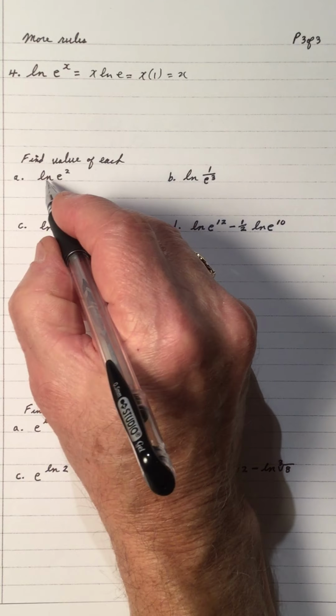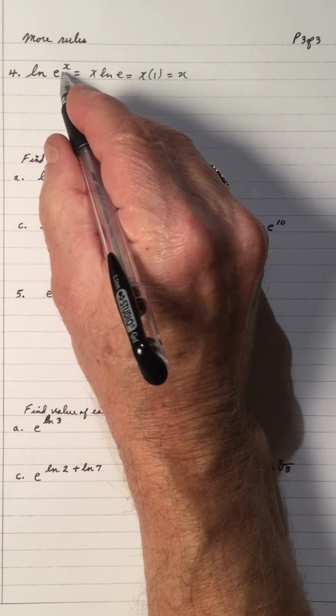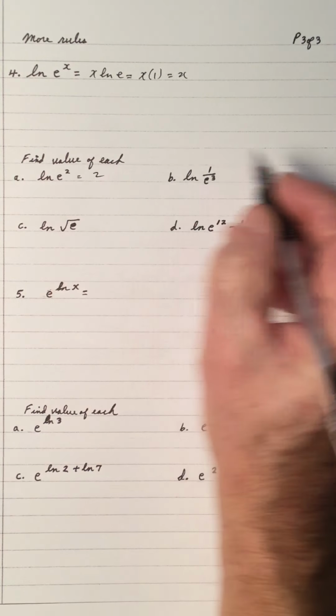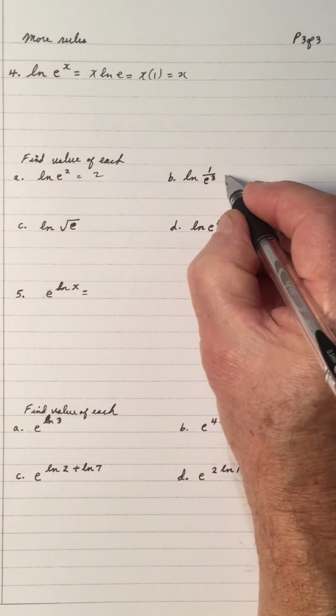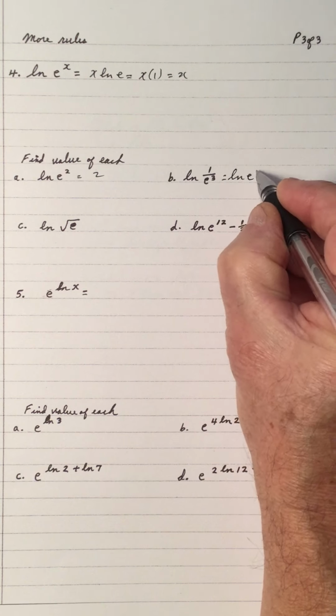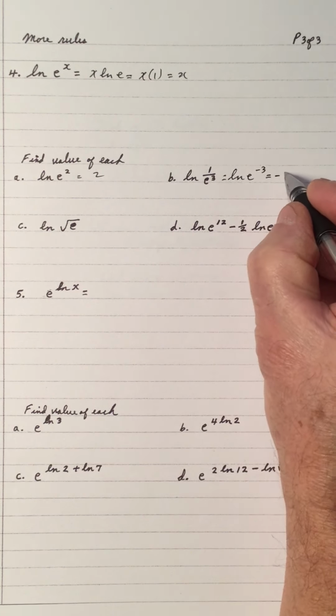So the ln of e squared is the same as, because we have the ln of e to the x, then we have a 2. The ln of 1 over e cubed: 1 over e cubed is e to the negative 3. So the ln of e to the negative 3 is negative 3.